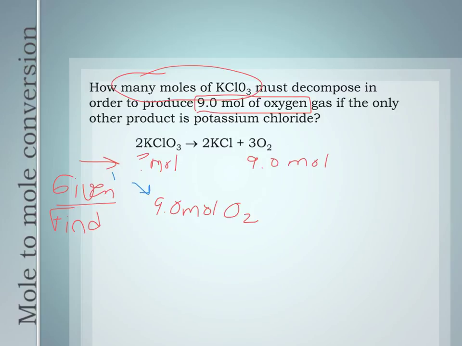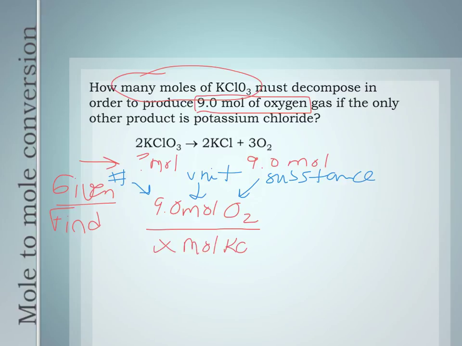So we still need to list the number, we still need to list the unit, but the new piece is we need to list the substance, because we're switching from one substance to another. So it needs to be very clear to us what we're working with. I'm going to put that over find. I need X mole of KClO3.